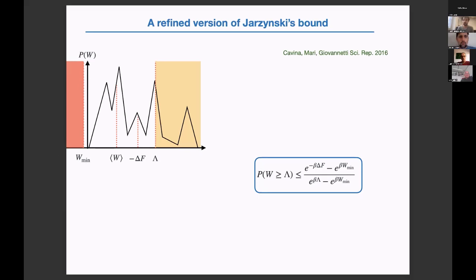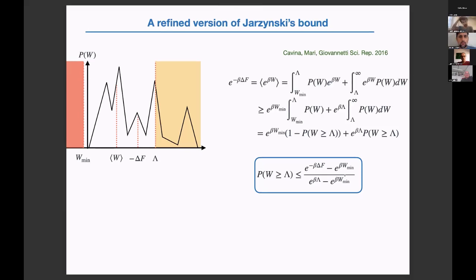And then you find this refined version. Okay, so when you take this penalty to minus infinity, then you find again Jarzynski's bound. And it's worth going through the proof of this result because it's very simple. So you start from the fluctuation theorem, and then you split it into two parts. And then you take kind of a best case scenario where this exponential is the smallest possible value, and then you immediately get this bound.